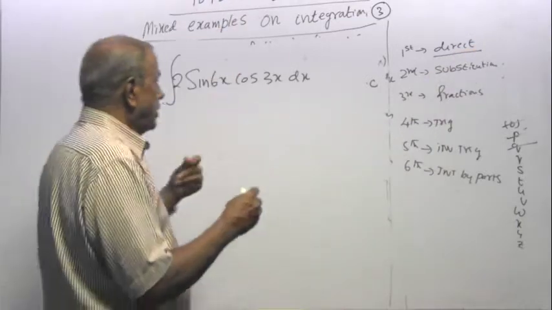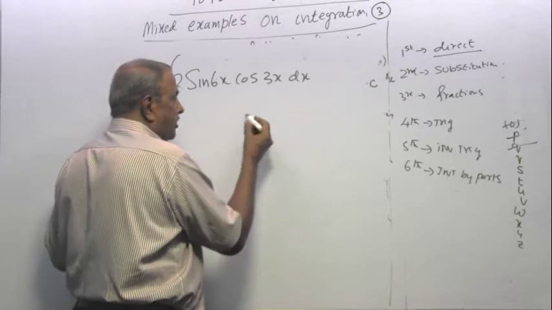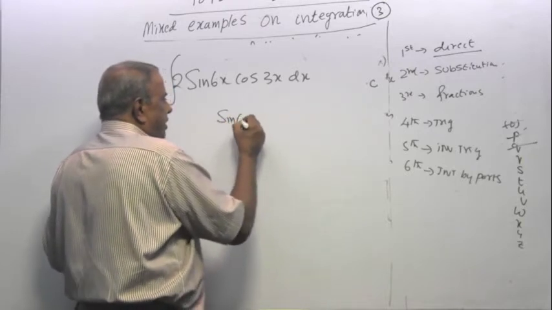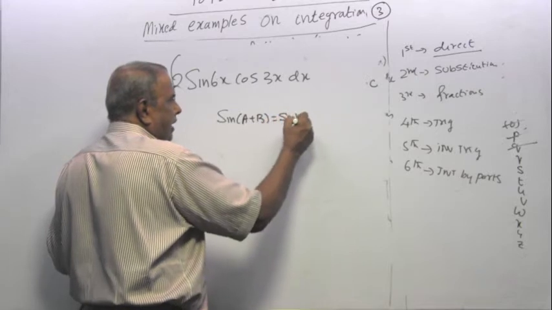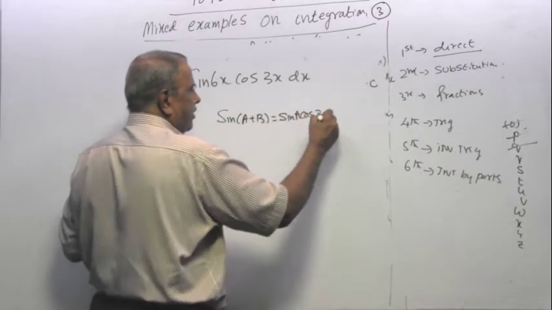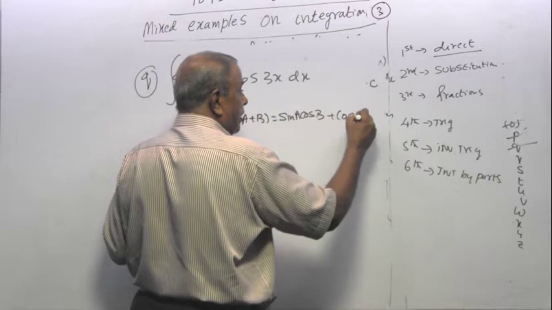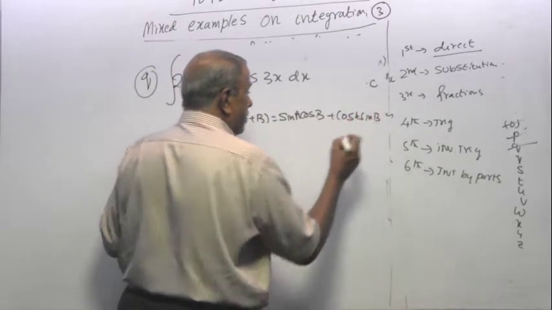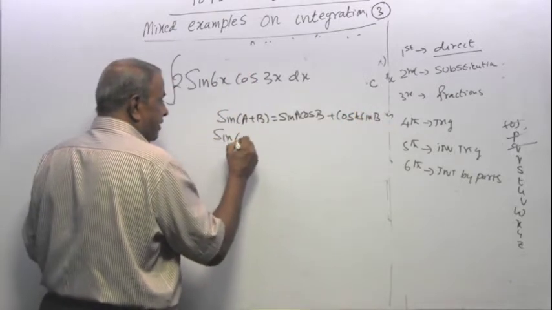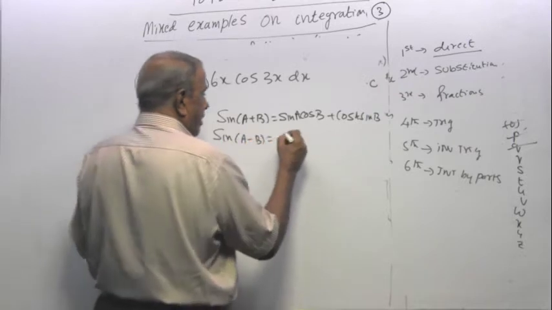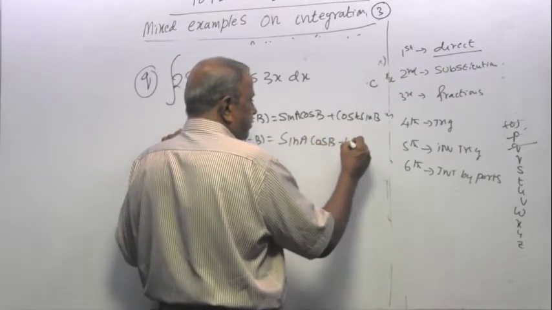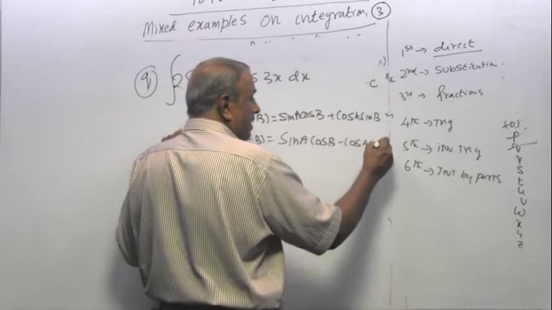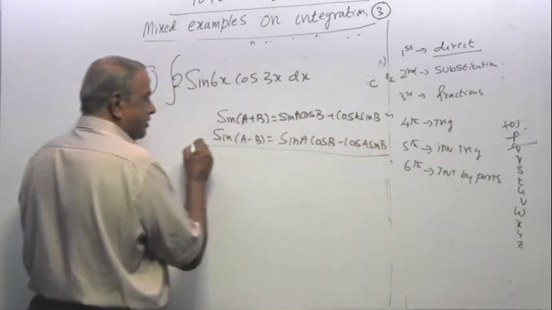So therefore, since I see sine first, cos next, I know sine of A plus B is sine A cos B plus cos A sin B. This I know is in the formula book. I don't have to remember. Even this is in the formula book. I don't have to remember. I prefer this way than trying to remember 10,000 formulae.